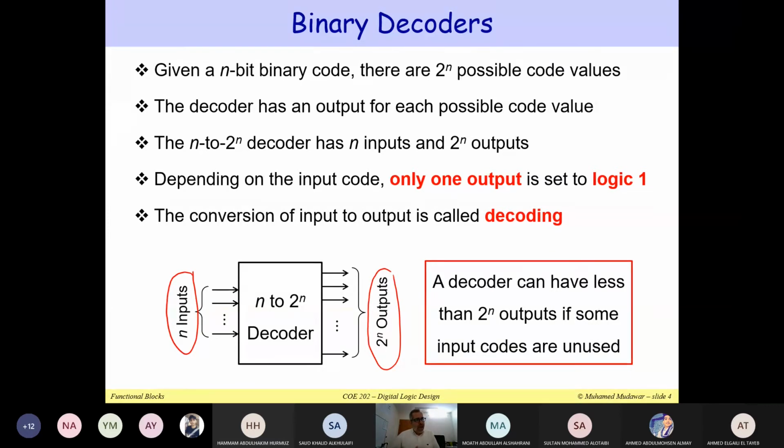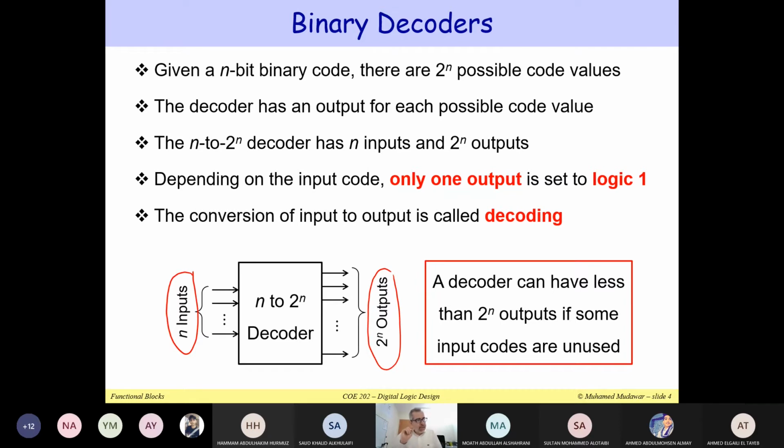So notice that the number of outputs is going to grow exponentially. Every time you add 1 input, you see that the number of outputs is doubling. So the size of the decoder becomes very large if you increase n.